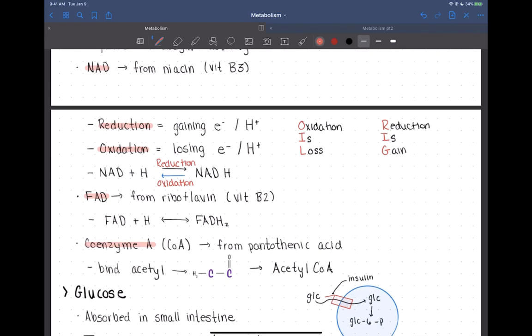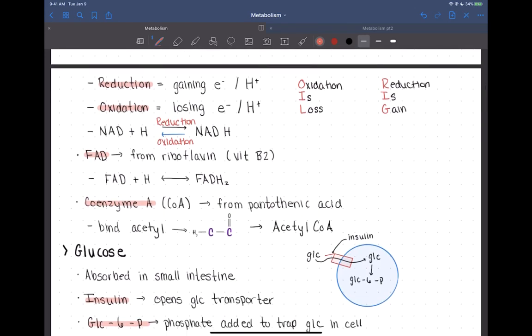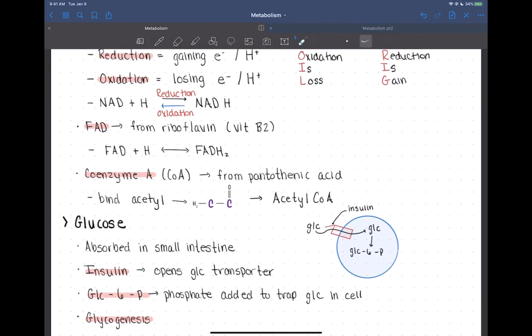All right, so our next coenzyme is FAD. FAD comes from vitamin B2, riboflavin. And so FAD can bind to a hydrogen, actually 2 hydrogens, and become FADH2. All right, so we go from FAD to FADH2. So going this way, again, reduction. We can go back and turn it back into FAD, and that would be oxidation. All right. So both NAD and FAD can pick up hydrogens.